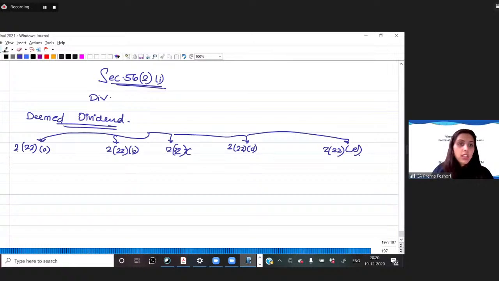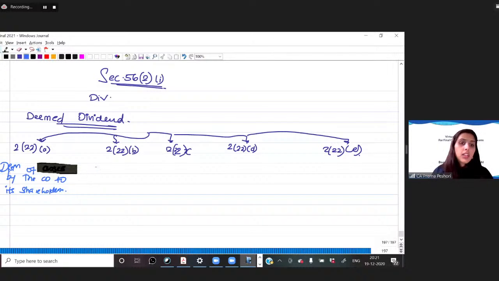What does it say? Distribution of assets by the company to its shareholders is covered under 222A. So distribution of assets by the company to its shareholder attracts deemed dividend provisions.